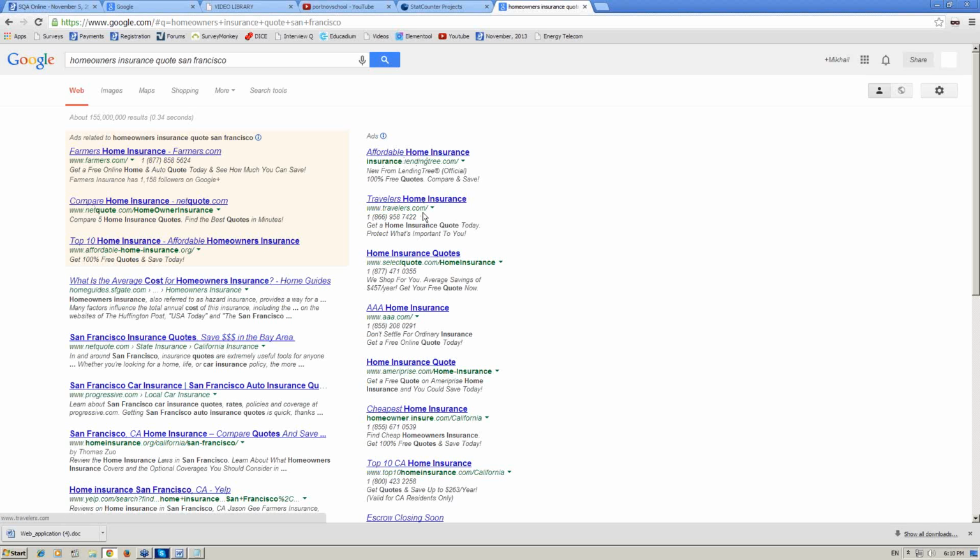Look on the right. We still have lots of companies which are advertising. How are they sorted here on the right? Based on the auction, based on how much they pay to Google. If you click on it, you might ask, how much would it be? And I can tell you because you might not know that, but I was an insurance broker, and I used to purchase lots of leads, sales leads. If I click here on Farmers or NetQuote or Affordable Home, it might easily be like $8, $10 per click.